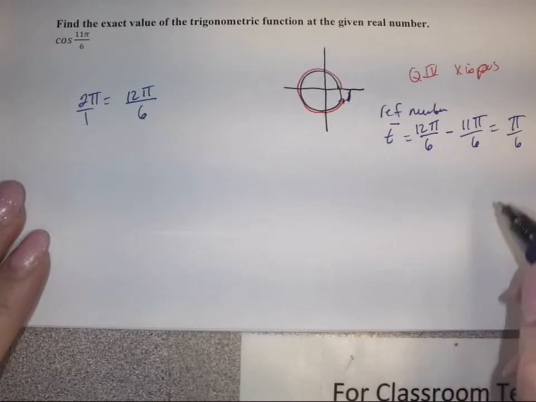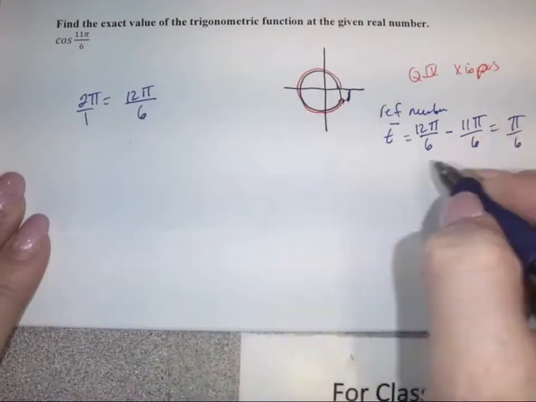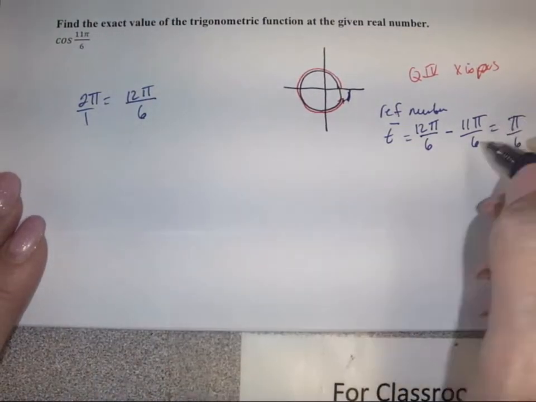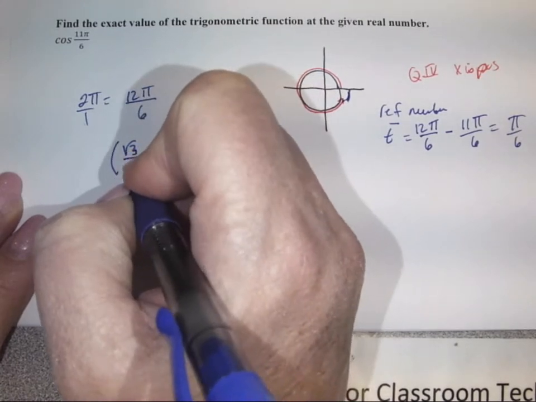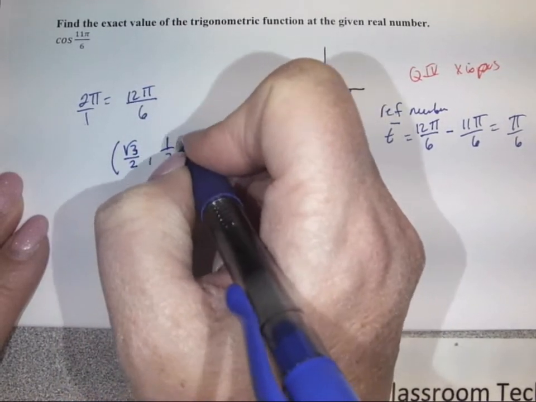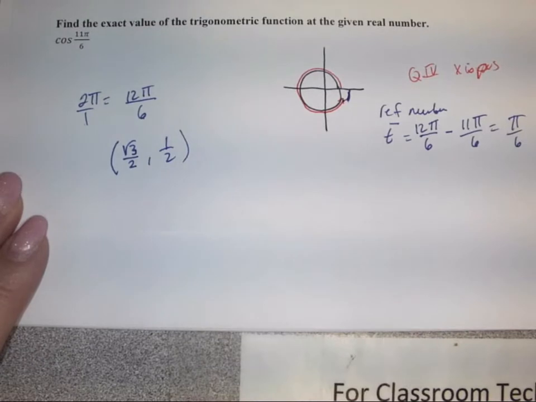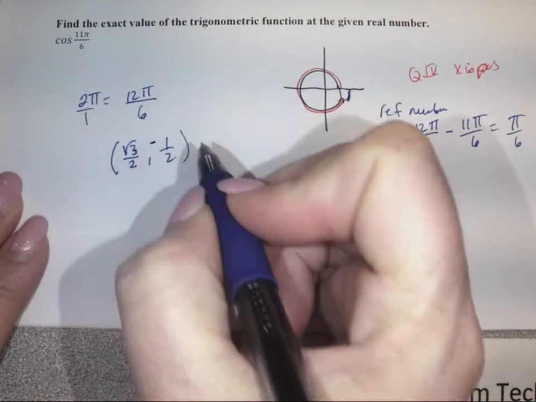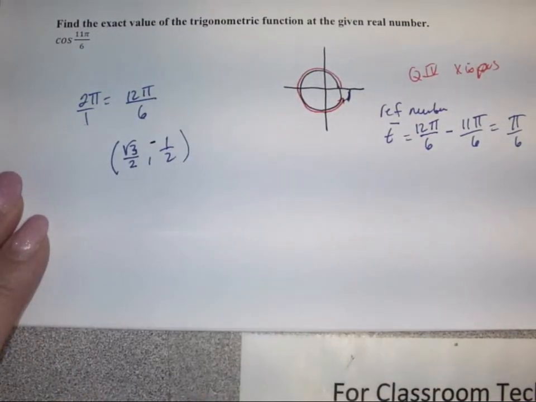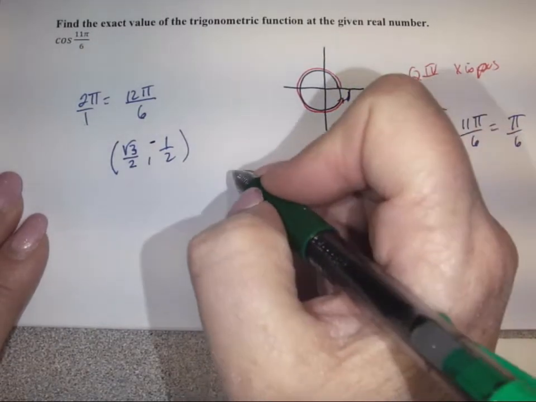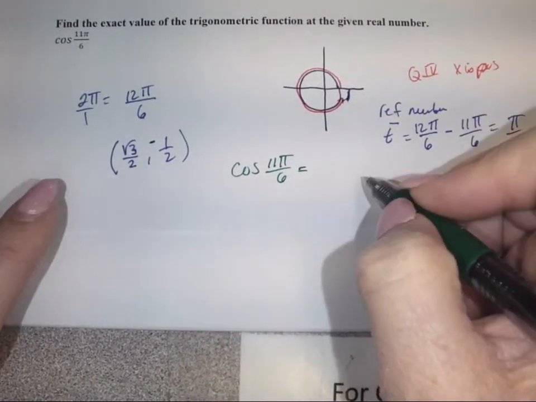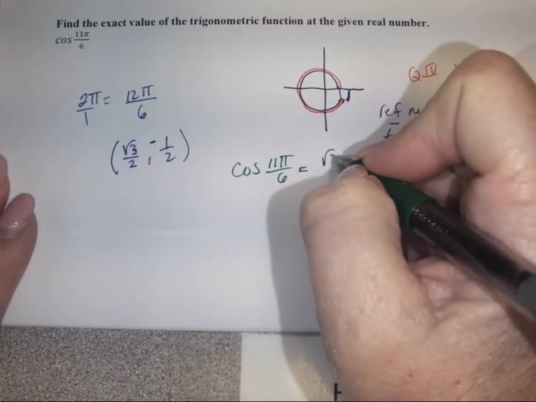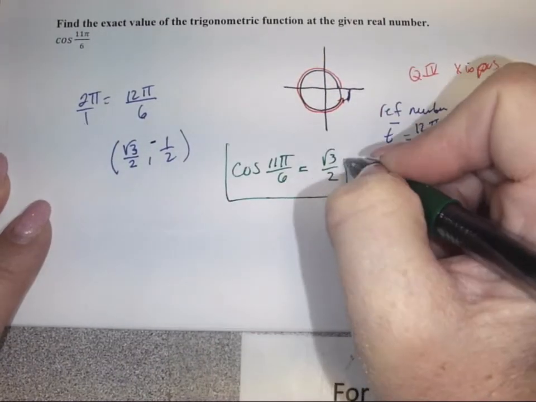If you remember, your reference point for this terminal point would be the square root of 3 over 2, comma 1/2, and we're in quadrant 4. That tells us that the y value is negative, but the x value that we're looking for is positive. So for our answer, we're looking for the cosine of 11 pi over 6, and that's going to be equal to the square root of 3 over 2. And that would be your final answer.